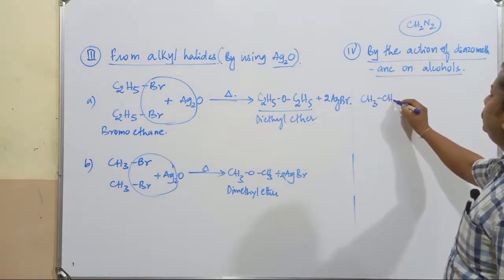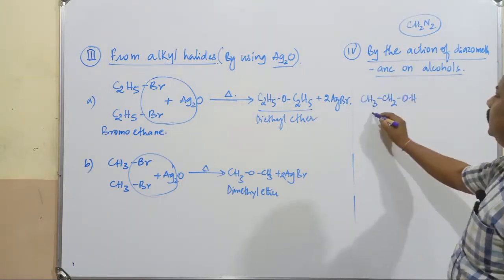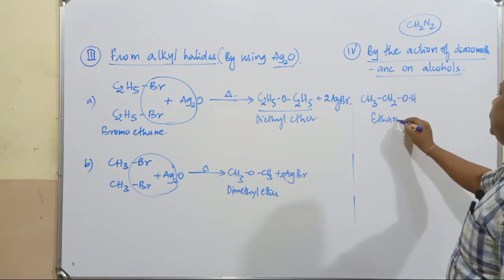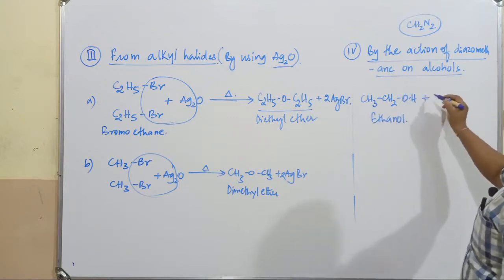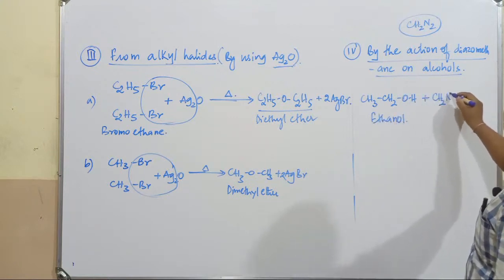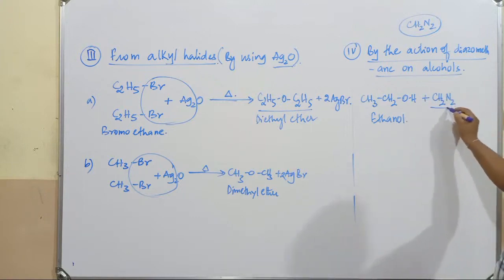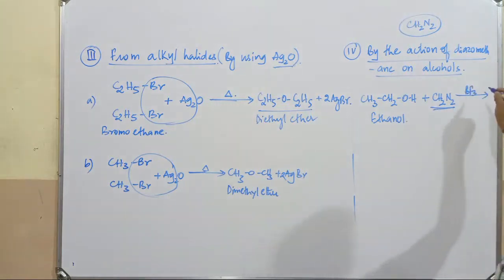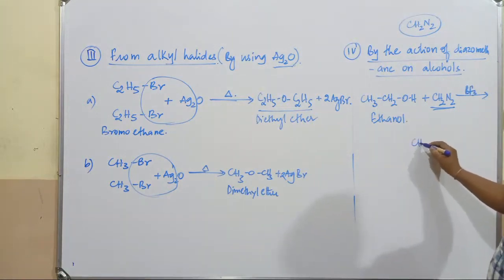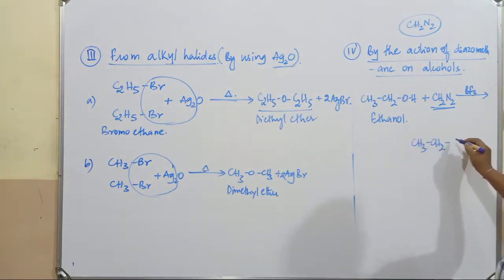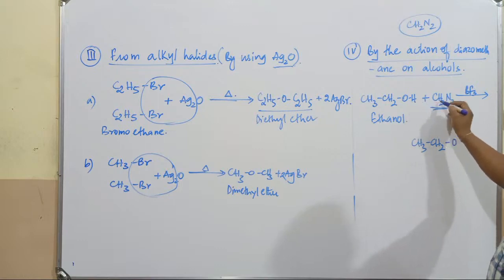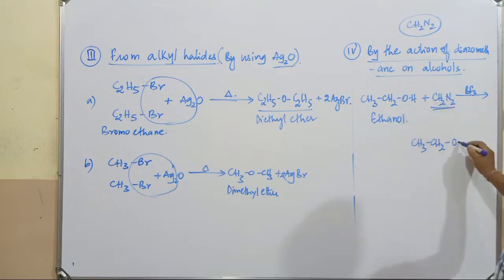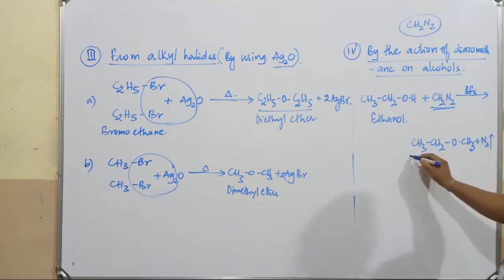CH3CH2OH is an alcohol, ethanol. When this is treated with CH2N2, diazomethane, in presence of BF3 or HBF4, which can be considered a Lewis acid, now the compound is CH3CH2O. One proton is added to the CH2 group, forming CH3, and nitrogen gas gets eliminated.